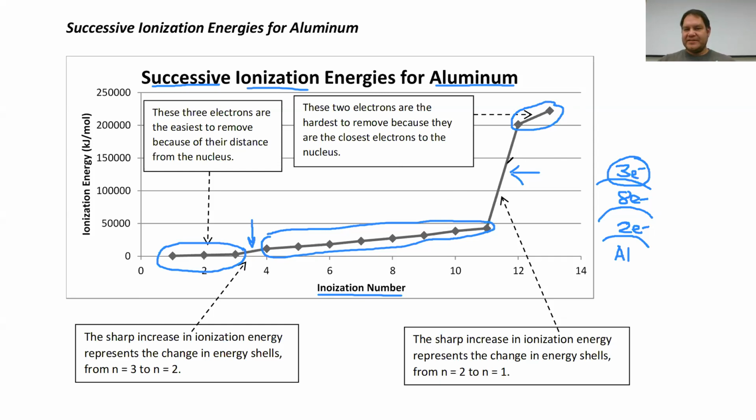So what do you think these jumps in energy indicate? Well, if you guessed right, they indicate the movement from one shell to the next. And this is where that direct evidence of successive ionizations gives us evidence of energy shells. We're essentially looking at the 3rd shell right here, and then the movement to the 2nd shell.